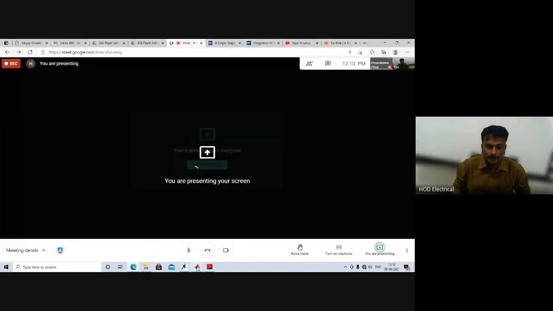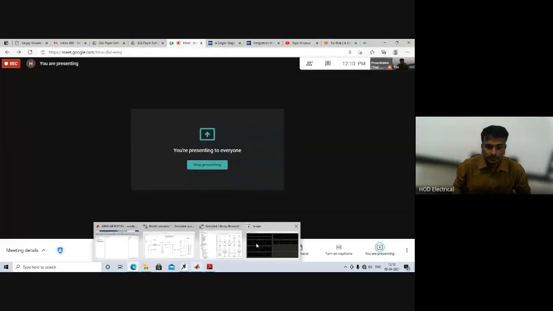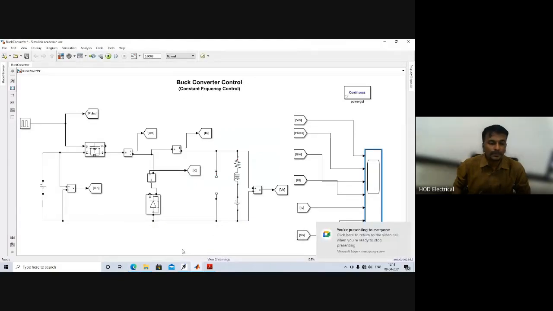So in this lecture, I am going to explain the buck converter. Before going through this lecture, kindly go through the basics of power electronics of the buck converter with constant frequency control so that you can easily understand this concept. So let me share my MATLAB. I hope my MATLAB screen is very clear.